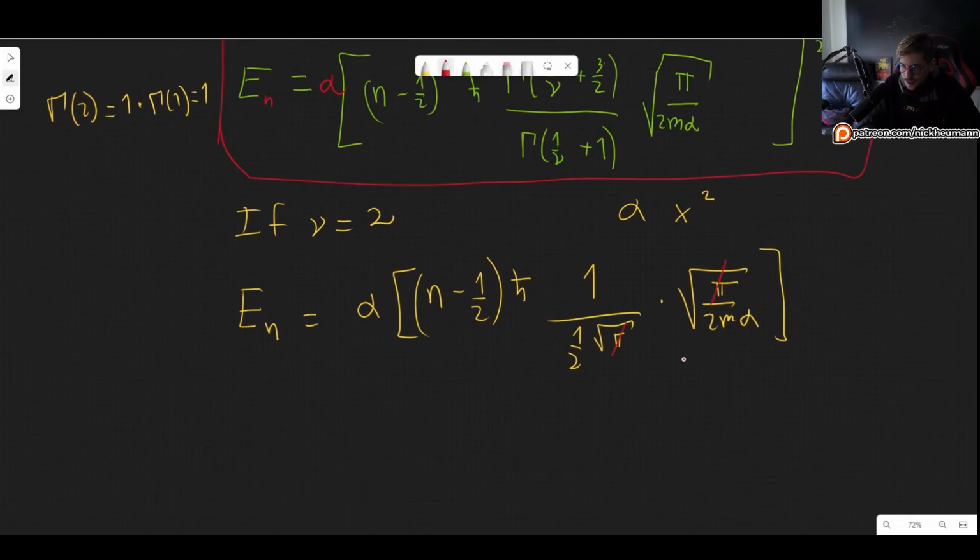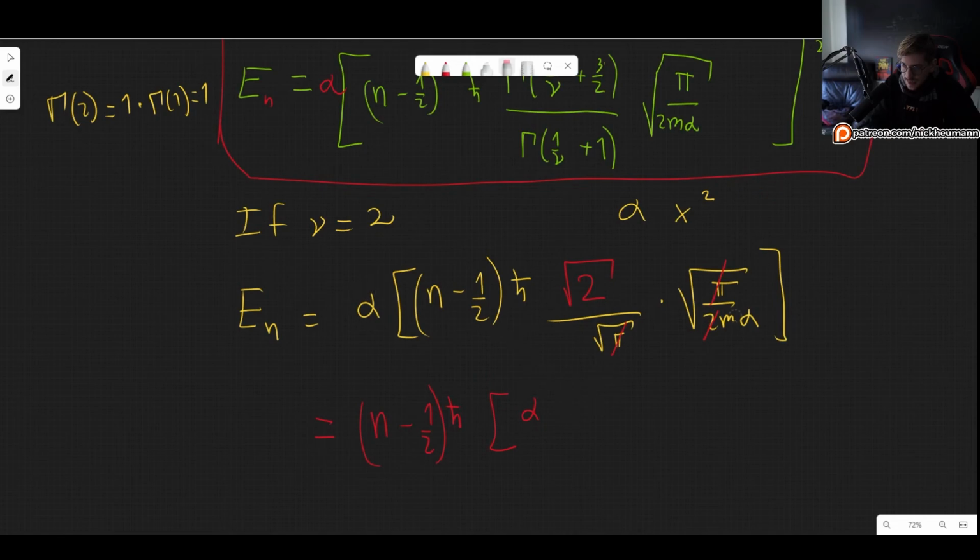Okay. So now the square roots cancel out. This cancels out with this. And this 1/2 we can write as 2 up there. So this is basically 2. And since there's a square root of 2 here, we can write it as square root of 2. Anything else? I don't think so. So now let's put everything together. So we have n minus 1/2 times h bar times alpha square root of 2.